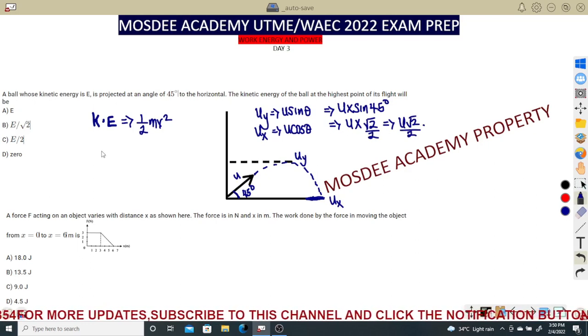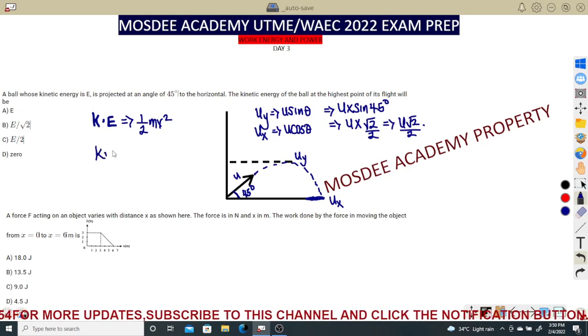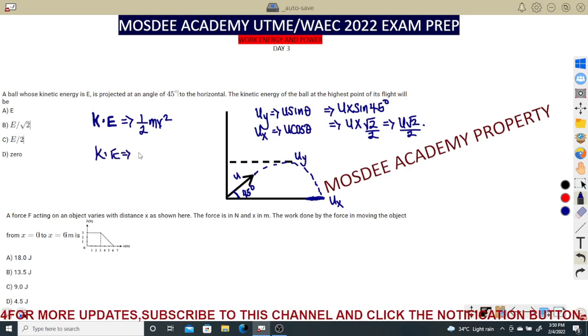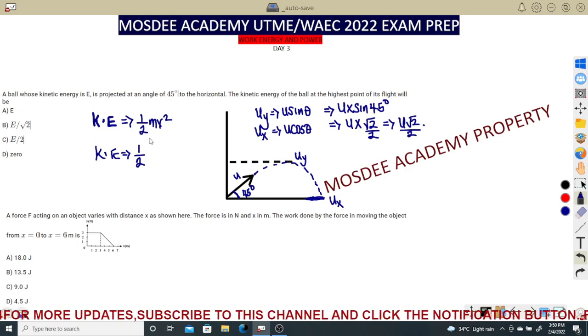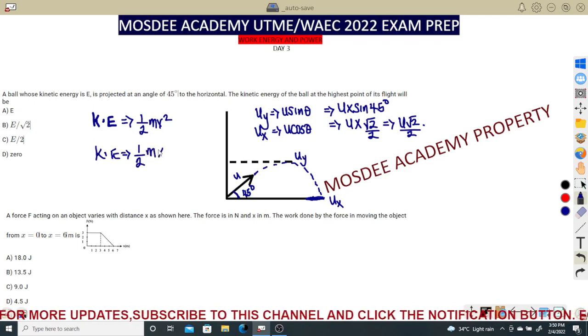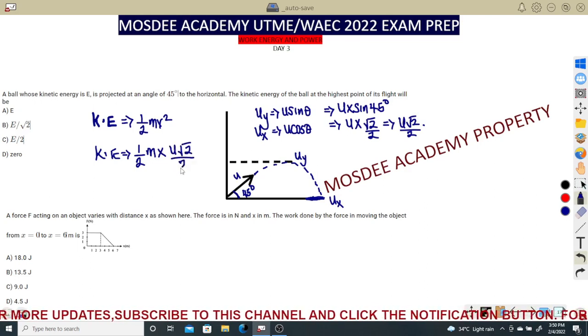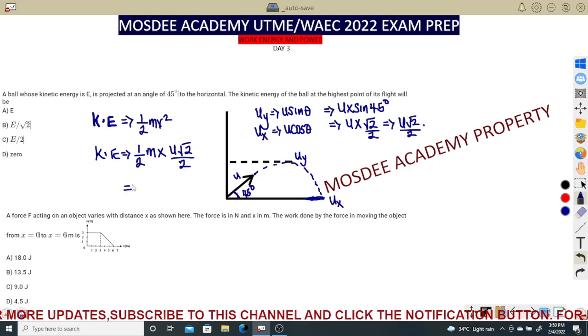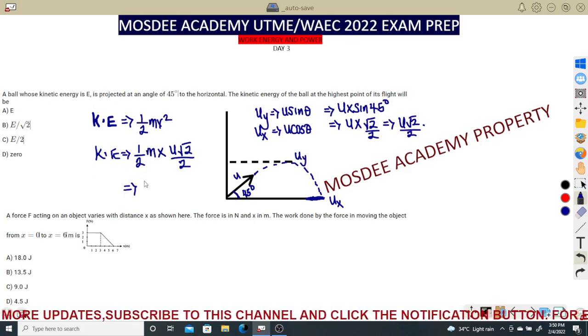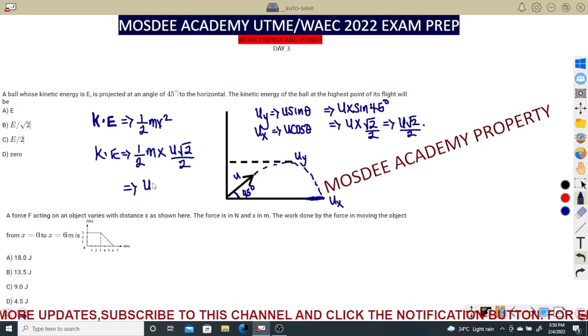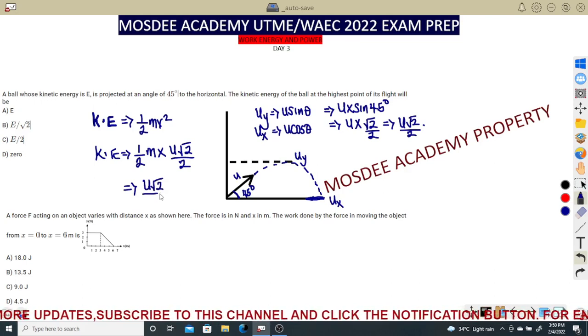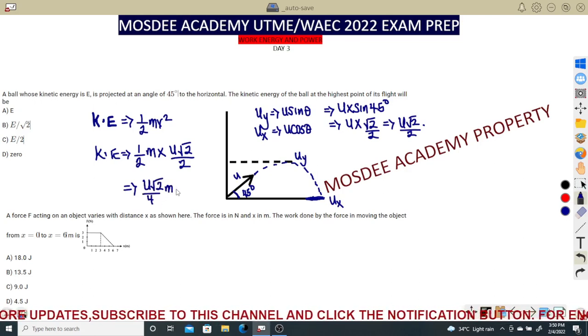So the kinetic energy at the highest point is now half, we consider the mass to be m as well, times the velocity at the highest point, which is this one. I'm going to substitute u root 2 over 2. By simplification, I'm going to get u squared root 2 over 4 m. This is the kinetic energy at the highest point.